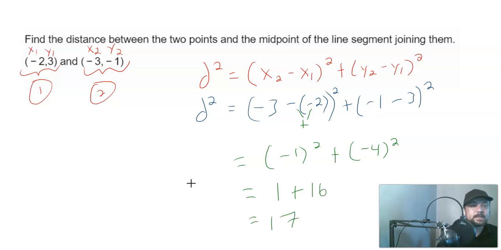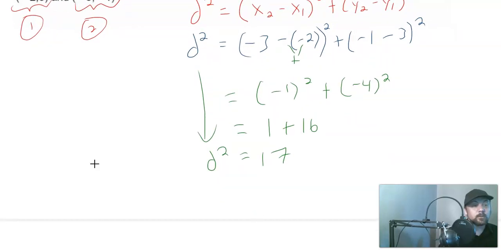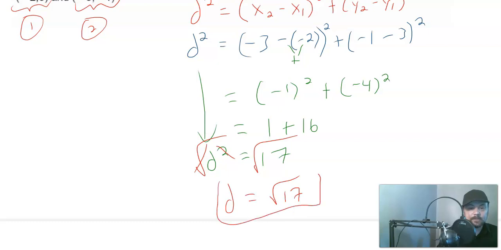Now the distance is not 17. The distance squared is 17. So how do I find the distance from that? You have to take the square root of both sides. So I will take the square root of both sides of this equal sign. And the square root cancels out that power of 2, and so I get that the distance is just equal to the square root of 17.